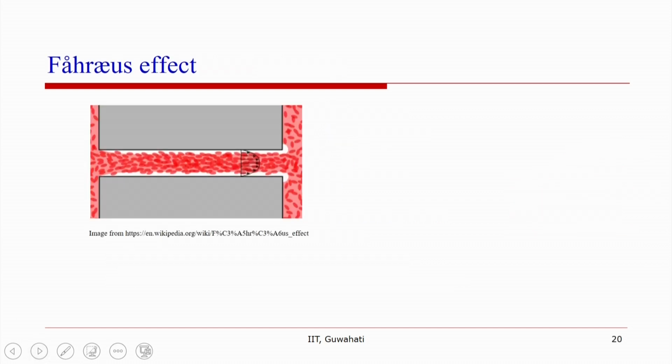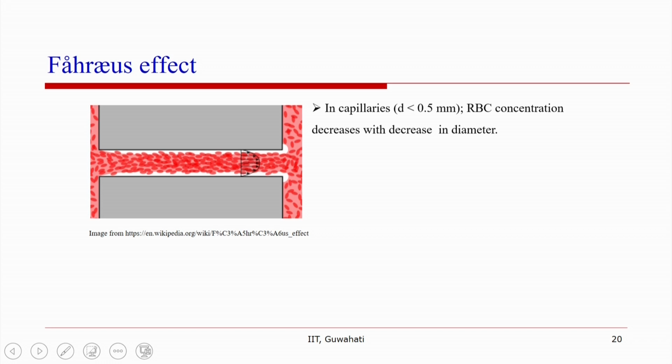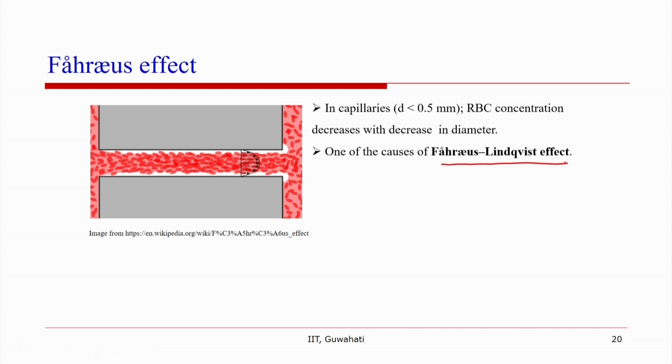This effect is known as Fahræus effect: in small diameter capillaries, the RBC concentration is decreased with decrease in diameter, and there is a cell free layer near the wall. This effect is known as Fahræus effect, and it is one of the causes that can explain the Fahræus-Lindquist effect, that is, the decrease of blood viscosity in small diameter channels.